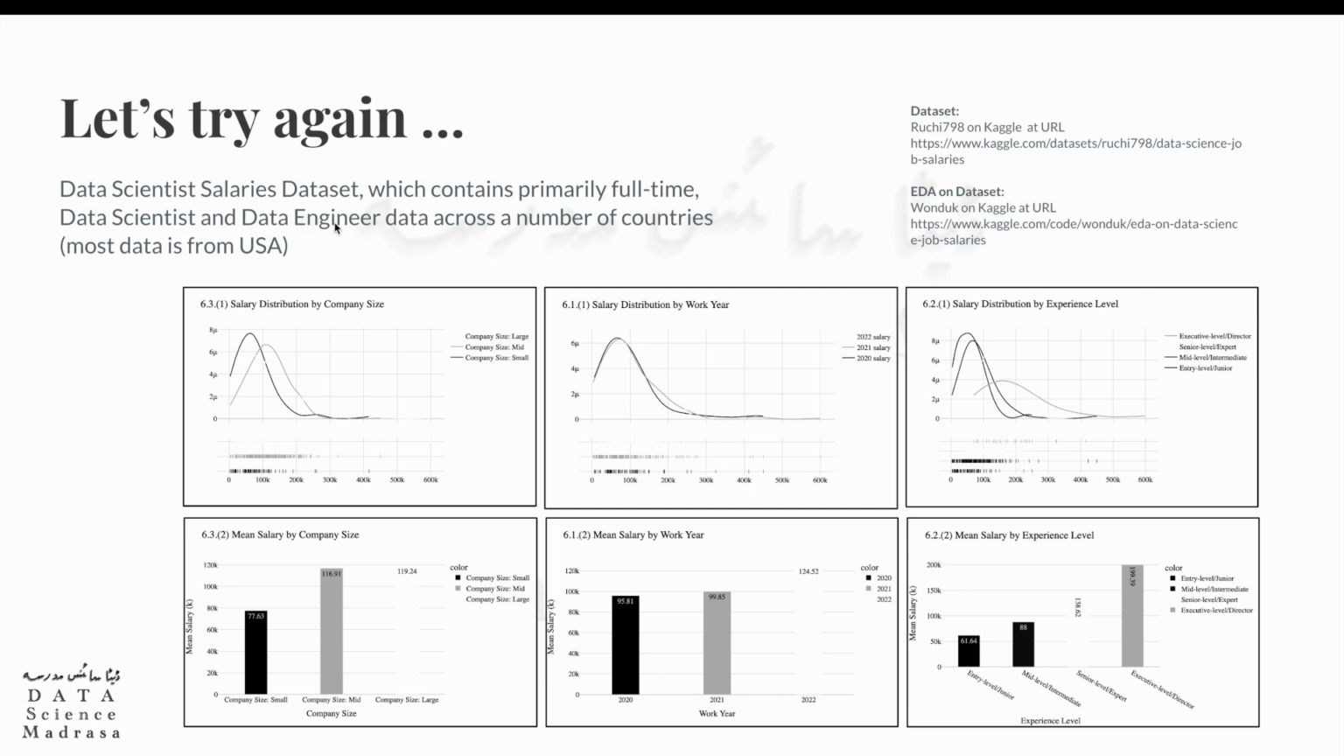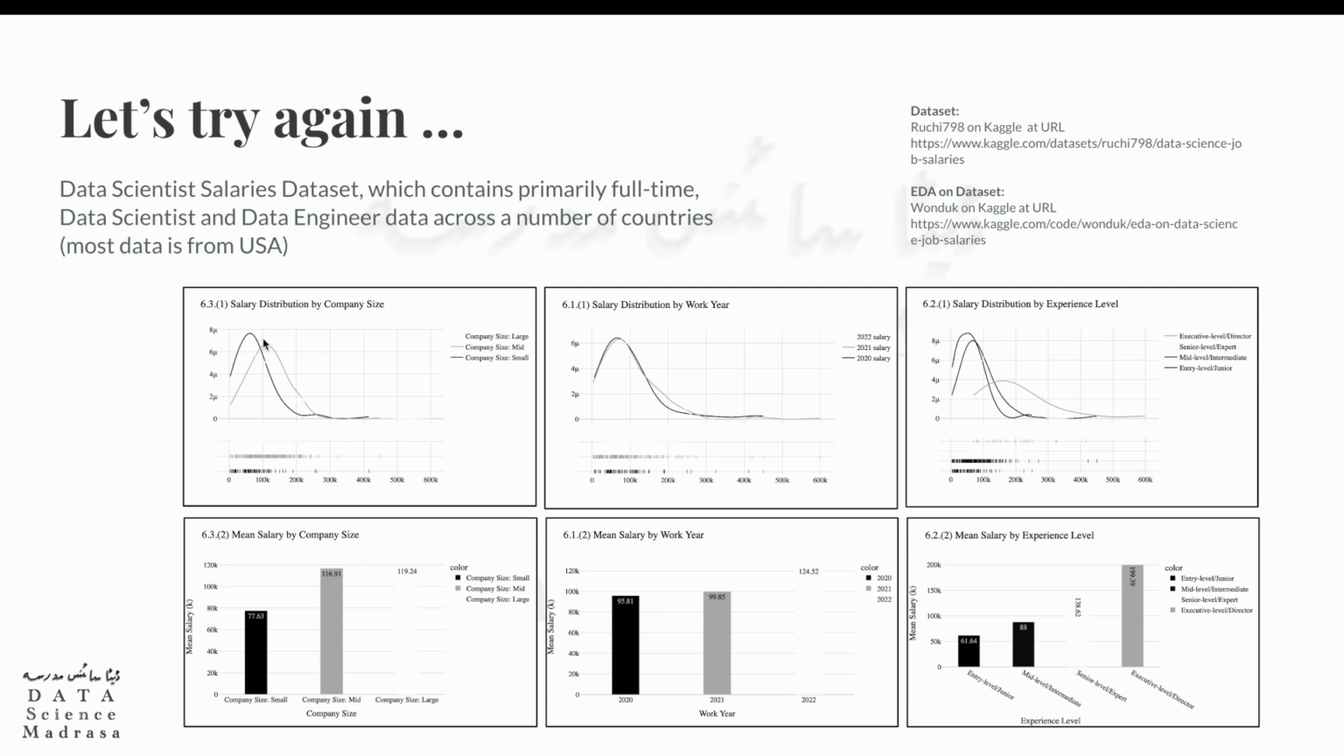It contains salary data on data scientists and engineers and a number of other roles across a number of countries, but most of the data is from the States. We see 6 plots in front of us, which are giving salary distribution by company size, by work year, and by experience level.